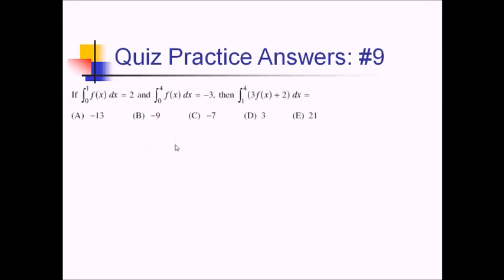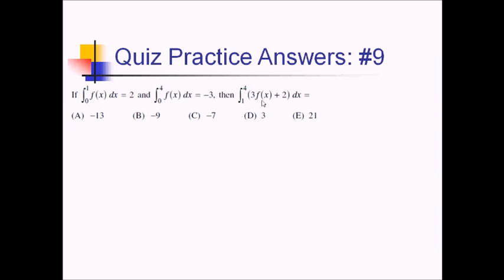For this problem, we're doing some good old-fashioned integral properties. We've got one integral from 0 to 1 of the f function that equals 2, another from 0 to 4 of the f function that equals -3, and then we want to find this other integral from 1 to 4 of 3f of x plus 2. So we're going to break this up and use some of our properties here.